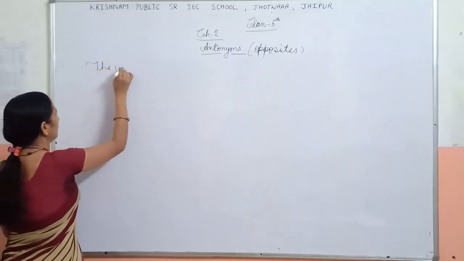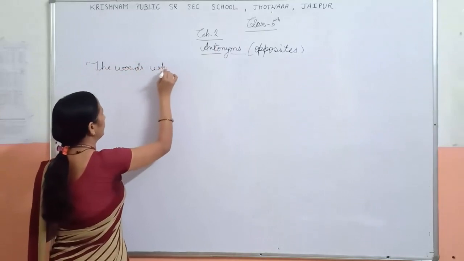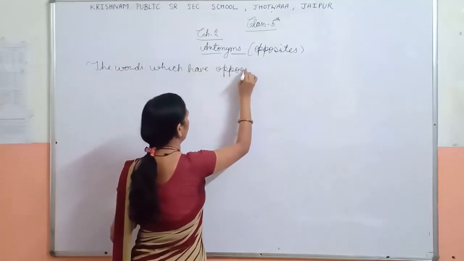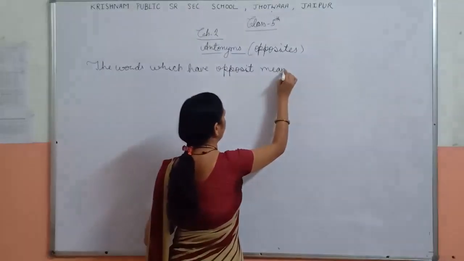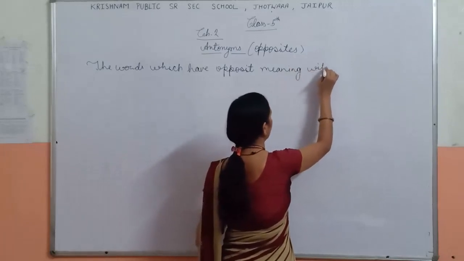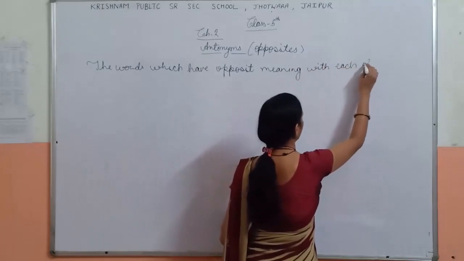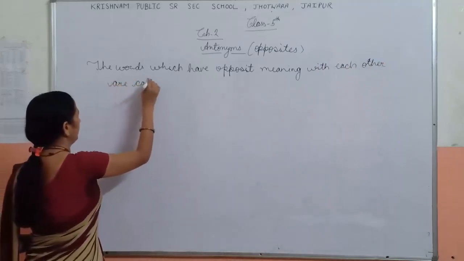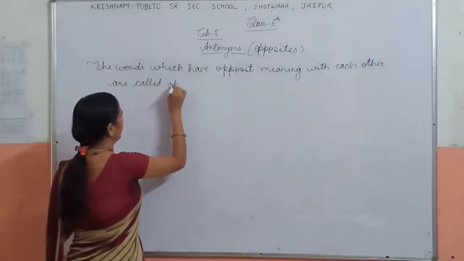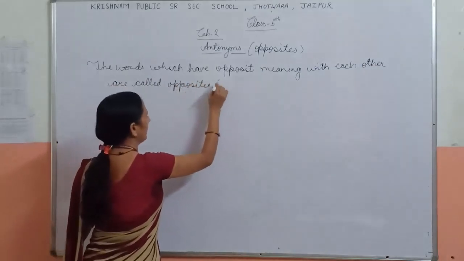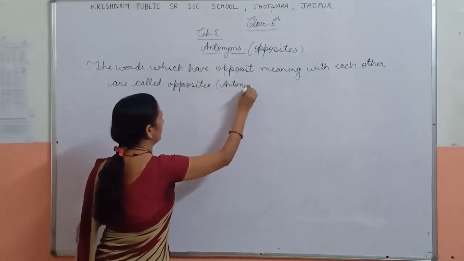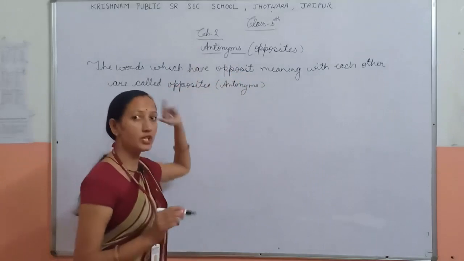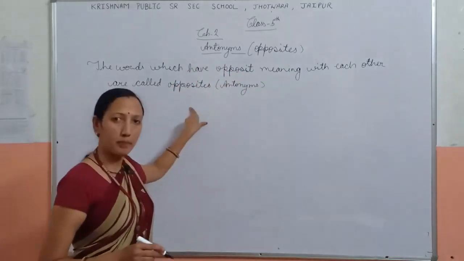The words which have opposite meaning with each other are called antonyms or opposites. It means antonyms are opposites. The words which have opposite meaning with each other are called opposites. Now, an example here.